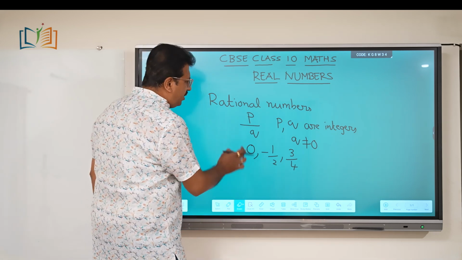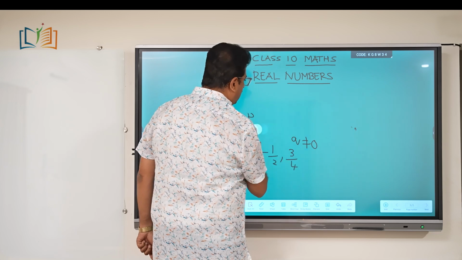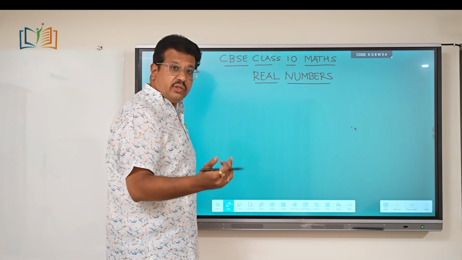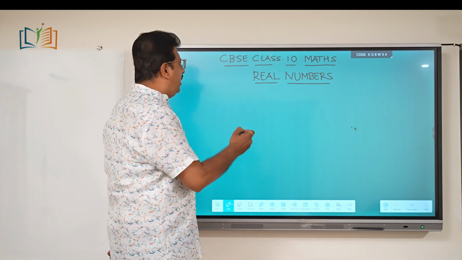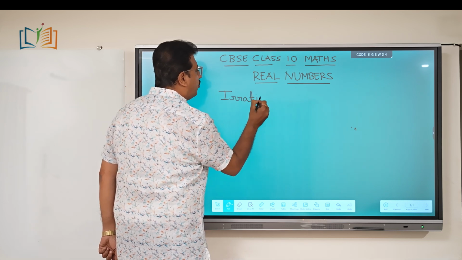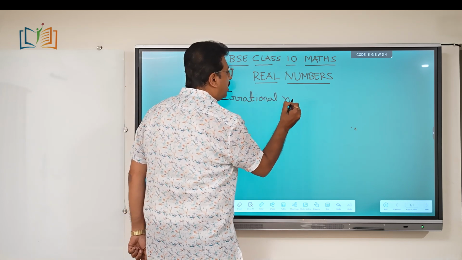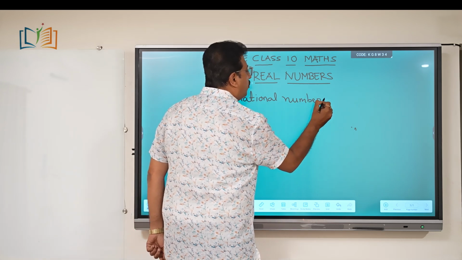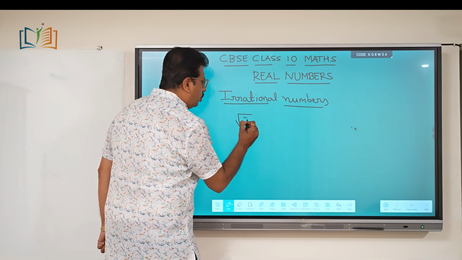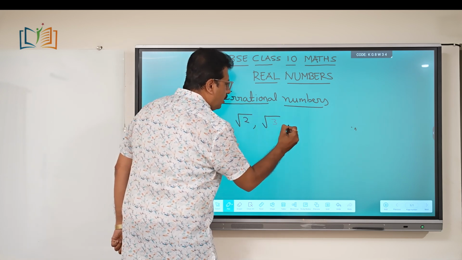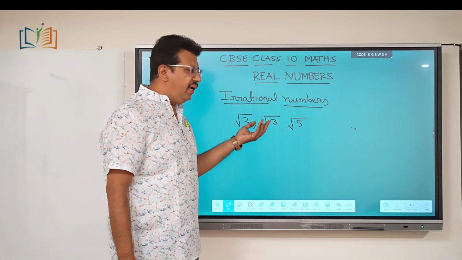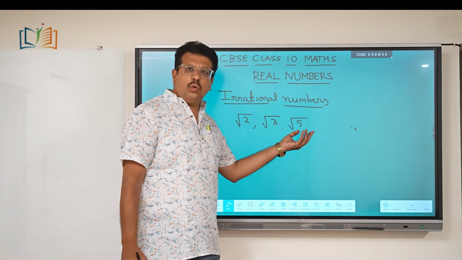Now the next concept is irrational numbers. You people have also learned this last year. If you have not learned, you can just recall what you are learning now. Irrational means numbers which are not in the form of p by q. That is nothing but irrational numbers. For example, you can take root 2, root 3, root 5. These examples can be taken for irrational numbers.